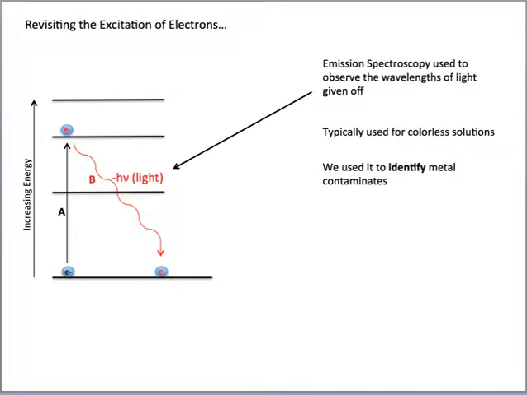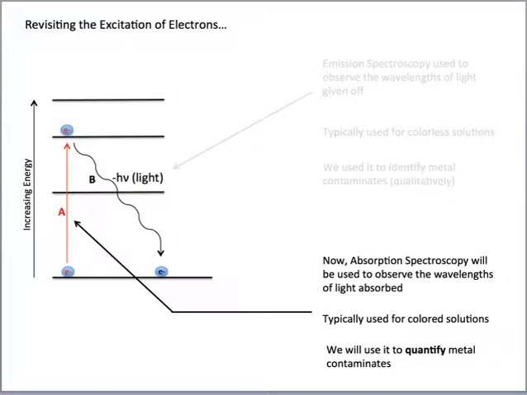But one of the things we didn't do was quantify the amount of those metal contaminants in solution. This week, we're going to be looking at the other side of this process, namely the absorption of energy as an electron is promoted from a lower energy level up to a higher energy level. In this process, we're looking at that light absorbed and recording the amount of absorption of light and using that to figure out exactly how much metal contaminant is in a solution, the concentration of that metal contaminant in solution.